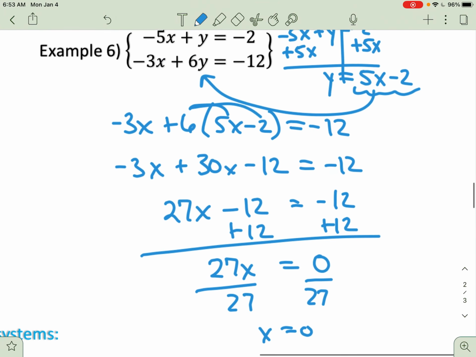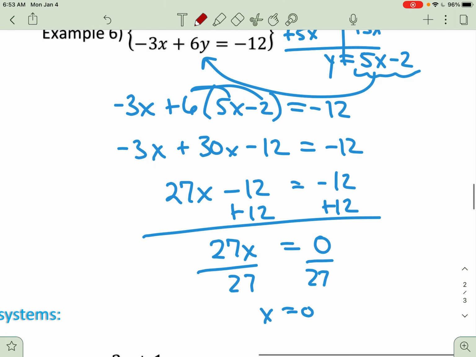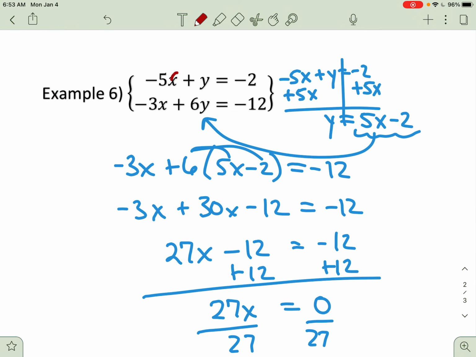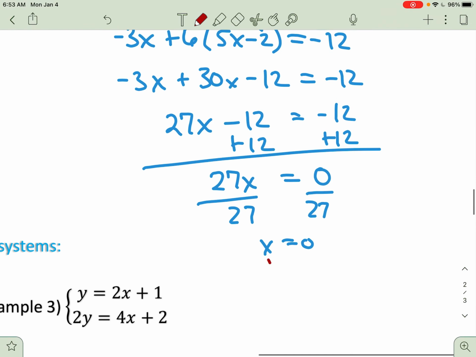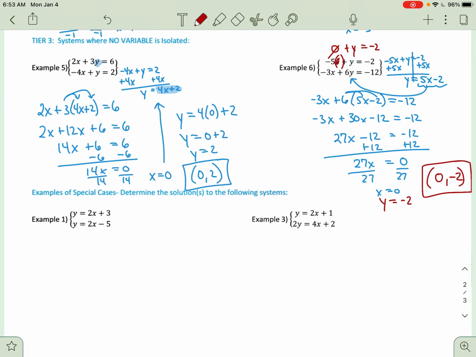Okay, and then plug it back in. So, plugging in 0 for x. Let's see, negative 5 times 0 gives me 0. Okay, y equals negative 2. So my coordinate point is 0, negative 2.